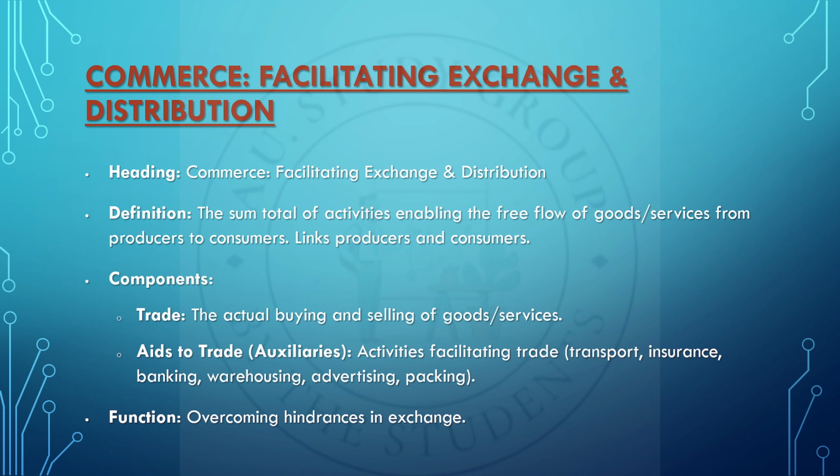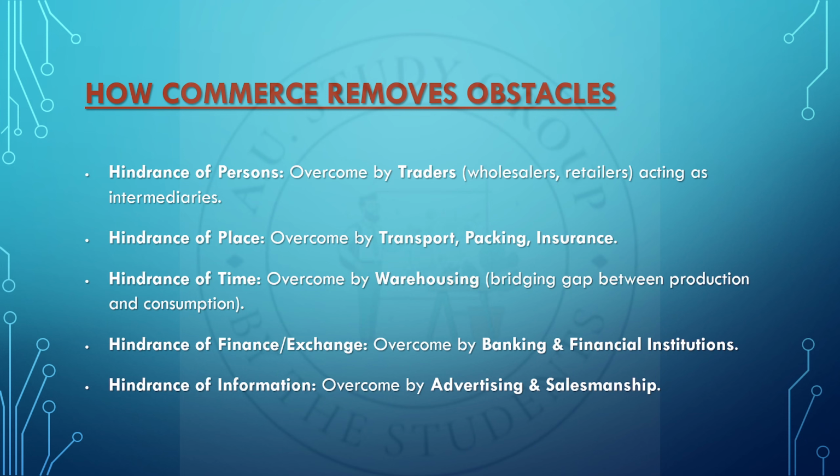They basically remove the hindrances during this exchange, buy and sell. Now let's actually try to find out what these hindrances, what the obstacles are. For example, how do goods get from a factory to your local store? From factory to your nearby kirana store or DMart, how do they get that product? Transport, right? So that is hindrance of place. It removes the hindrance of place.